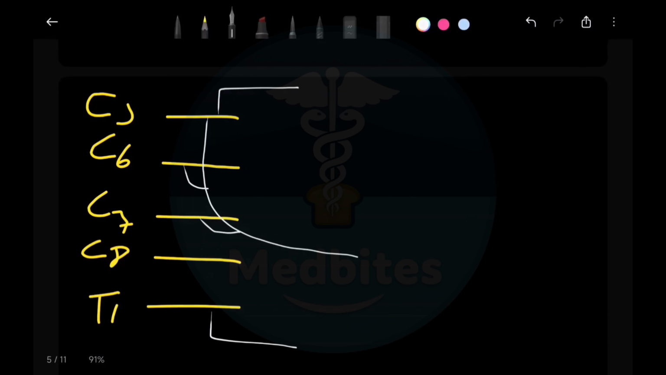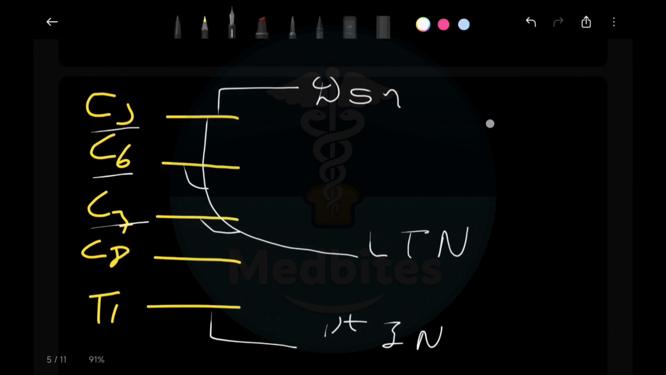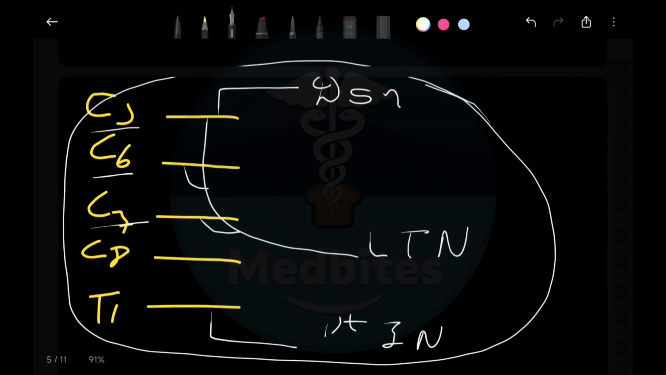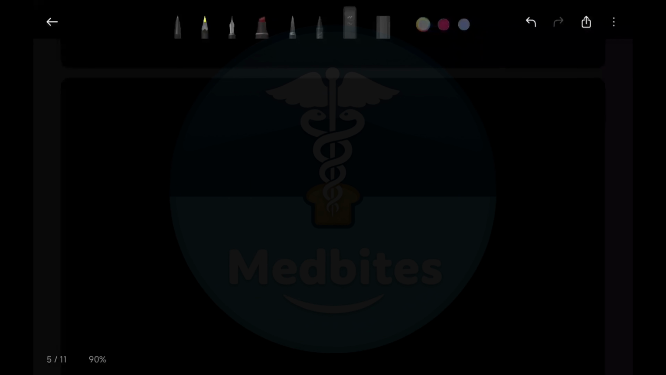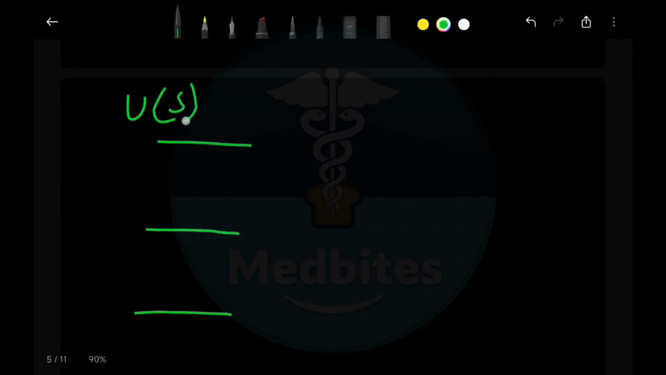From C5 we have the dorsal scapular nerve. From T1 we have the first intercostal nerve, and from C5, C6 and C7 we have the long thoracic nerve. These are the nerve branches which arise from the roots. For the branches which arise from the trunk, we have 3 trunks: upper, middle and lower. Upper trunk is also known as the superior trunk. Then we have the middle trunk. Then we have the lower trunk, which is also known as the inferior trunk.